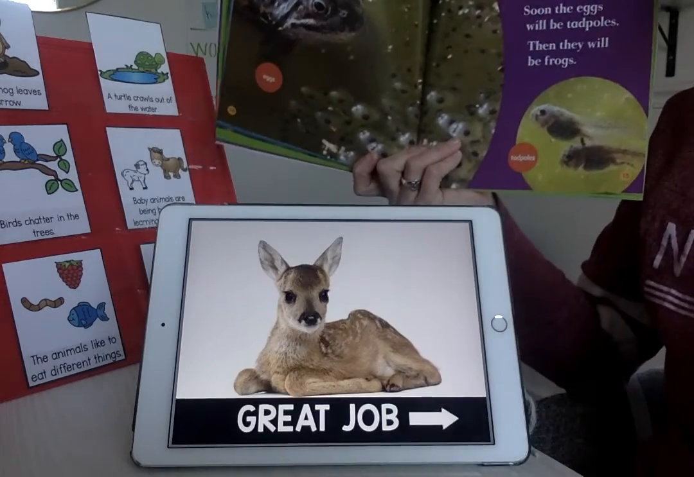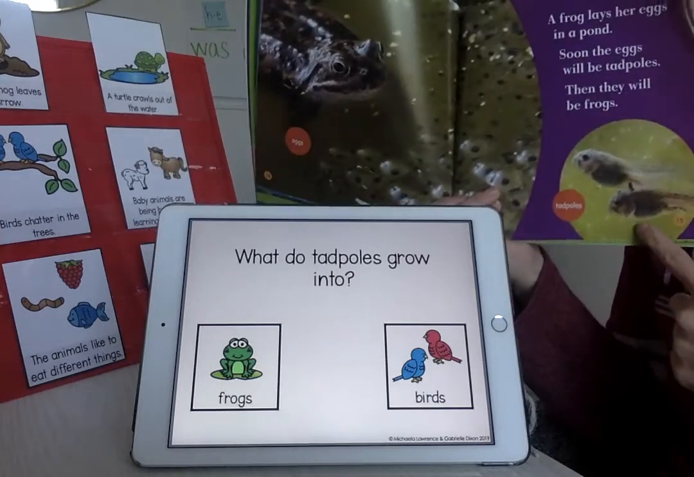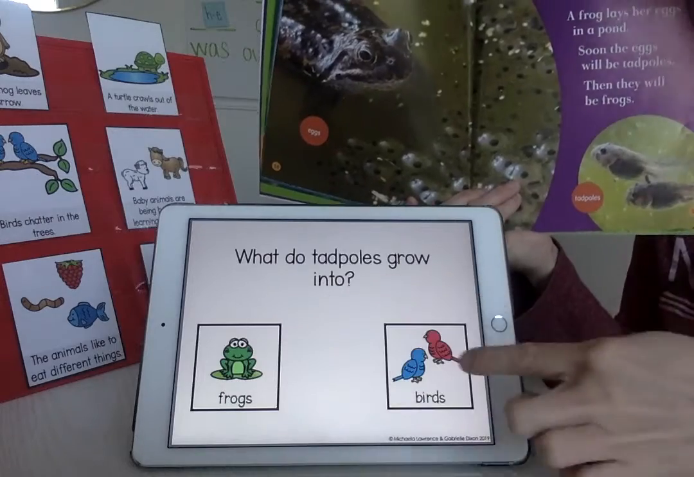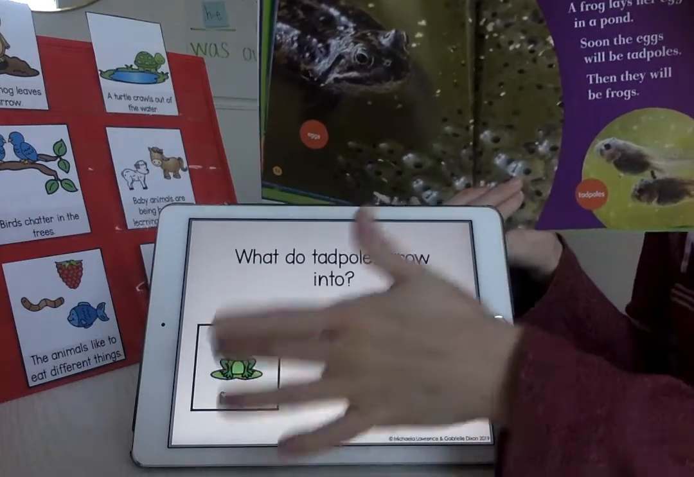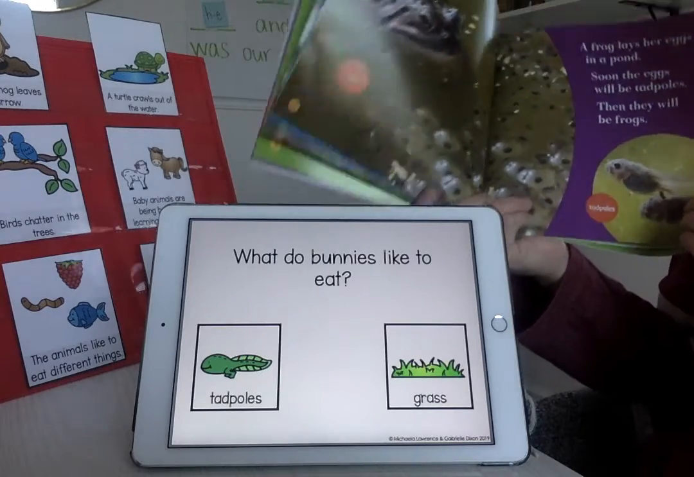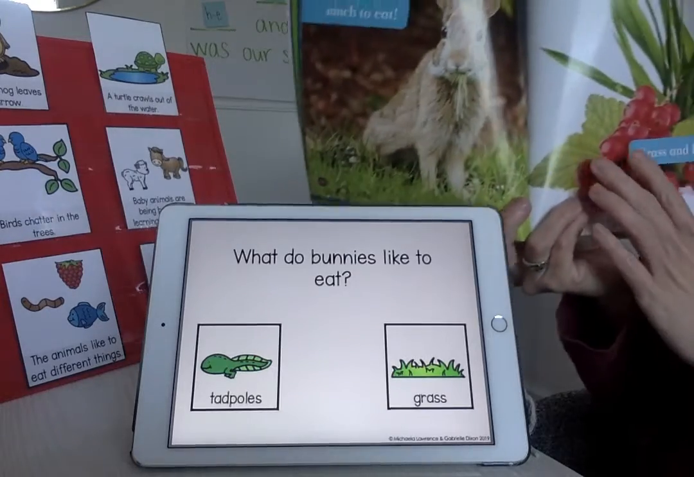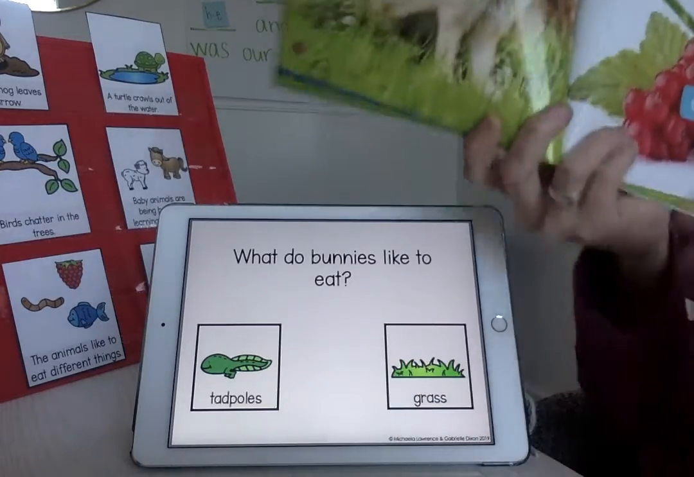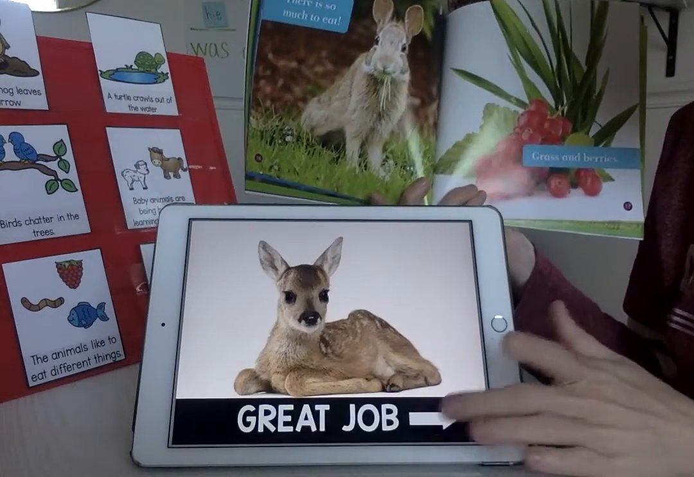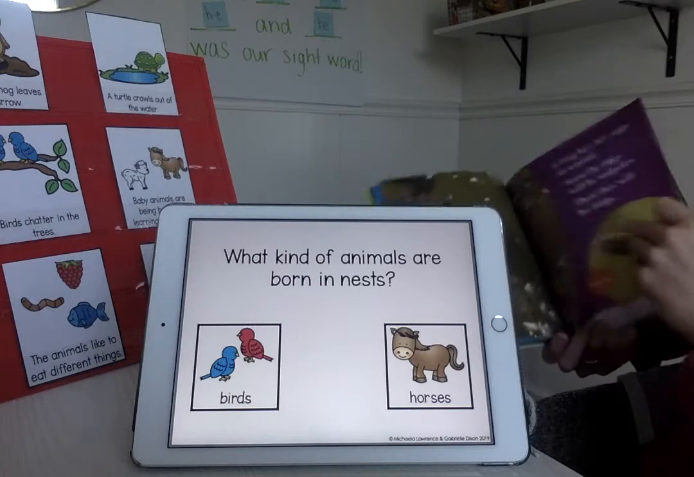Tadpole. Very good. We should know that from 999 tadpoles. What do tadpoles grow into? So they go from an egg to a tadpole to a frog or a bird? A frog. Excellent. What do bunnies like to eat? What was this bunny eating in the picture? Is he eating a tadpole or grass? Grass. Very good.